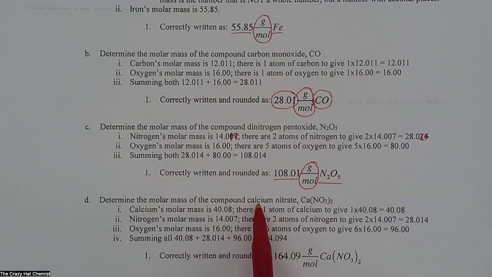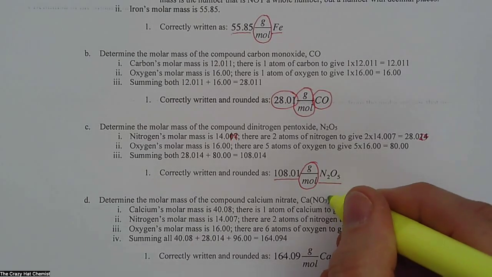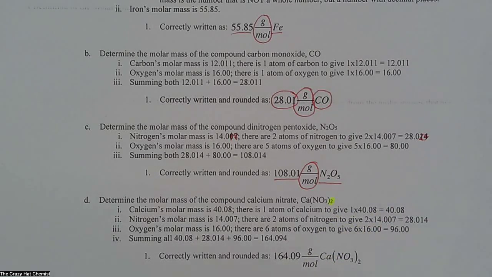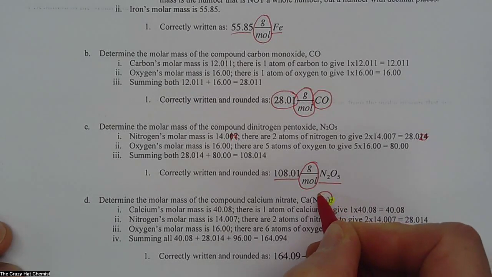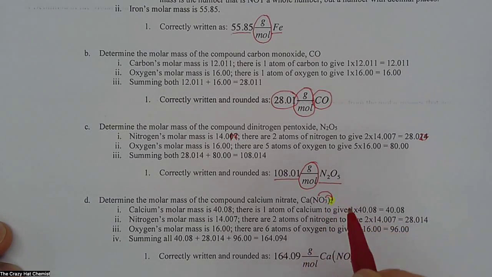Determine the molar mass of the compound calcium nitrate. There's Ca(NO3)2. So just to make sure here, this is a very, very important point. I'm hoping that you see this 2 right here. It is outside the parentheses. So that 2 is outside the parentheses, so just like in a math class, we're going to distribute that 2 over both the terms.